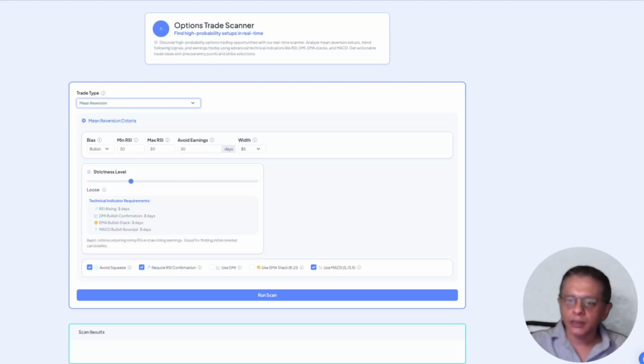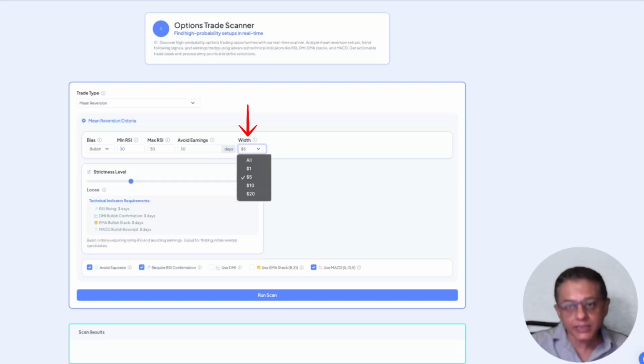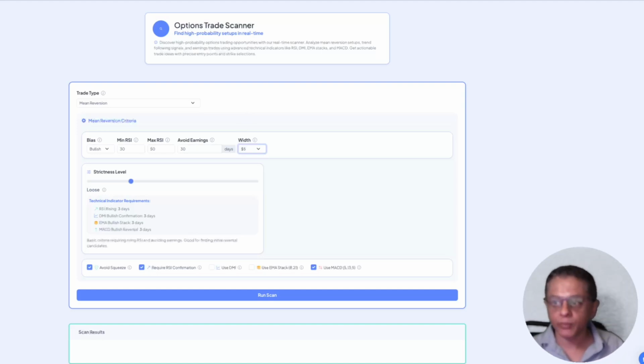And then this whole section is about filtering your criteria. You can choose, in this case, bullish or bearish. You can choose the minimum RSI you want, maximum RSI. Earnings I always leave at the default of 30. You can choose width. A lot of new members don't want to risk too much money while they're learning, so they prefer $1 wide spreads because they risk only $50 per trade. That's a great way to learn something without risking a big amount of money on a trade.